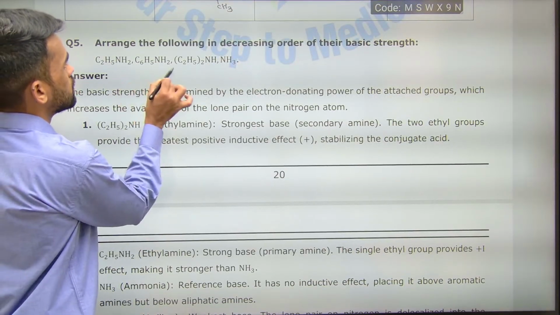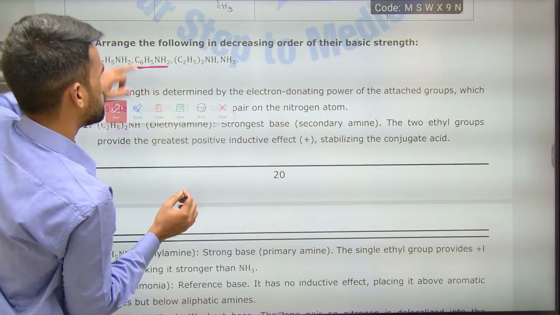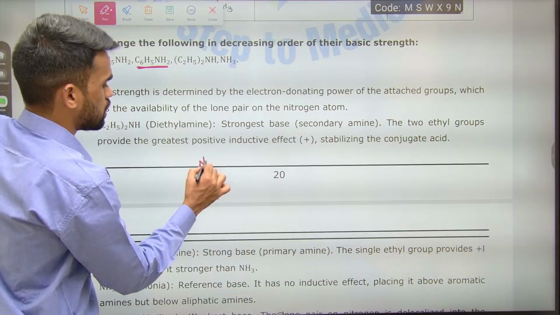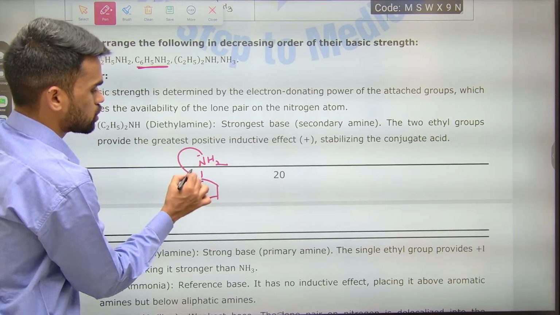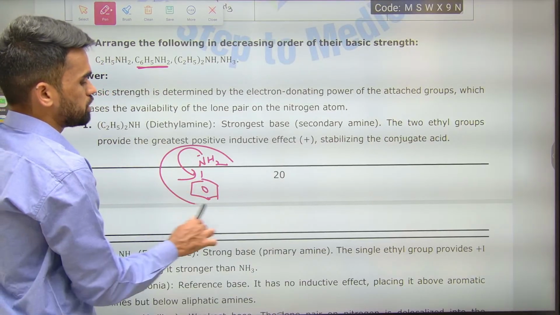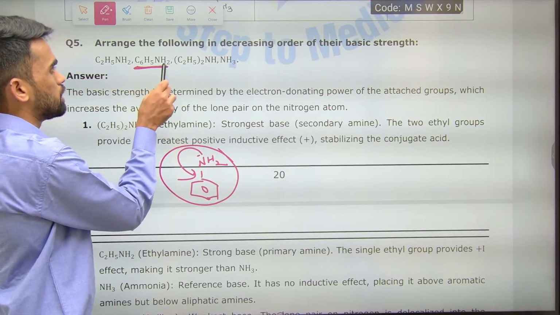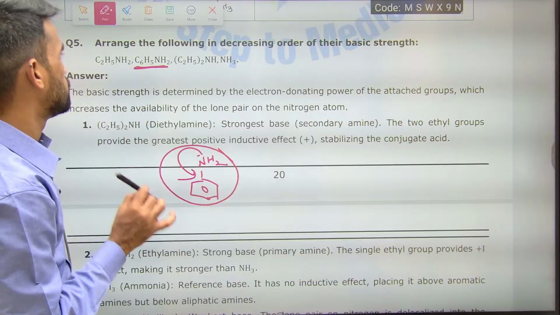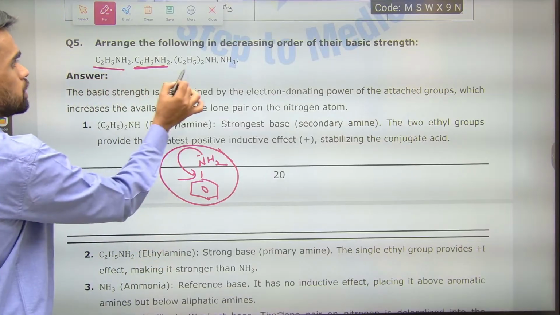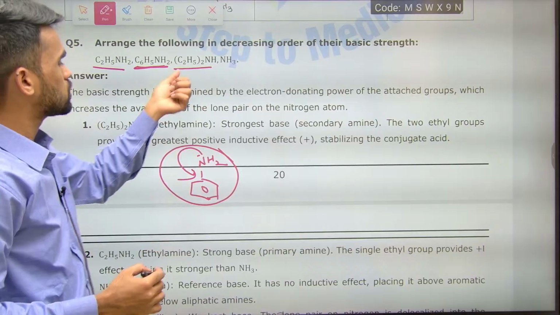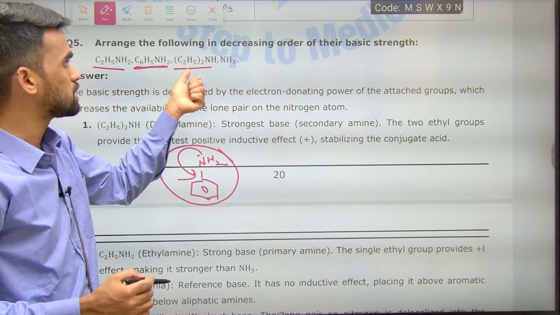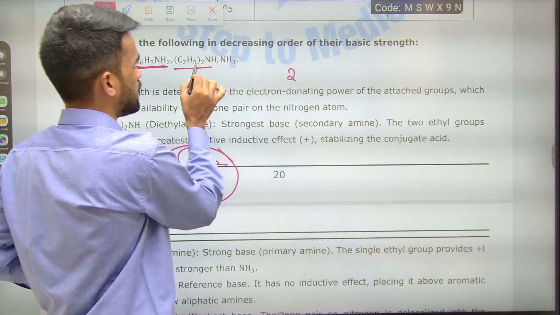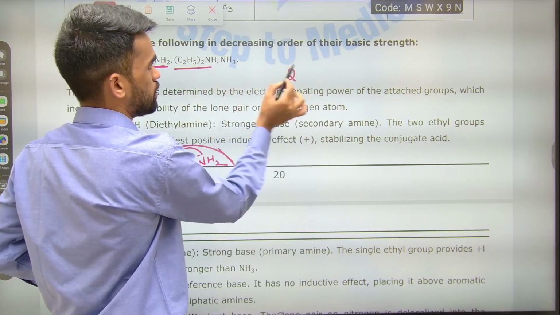Now see here, the second structure is aniline. So it means it should be least basic. Why should it be least basic? The lone pair electrons are in conjugation here, so it is the least basic amine. So aromatic amines are less basic than aliphatic amines, you can remember. Now here you have one ethyl group, here 2 ethyl groups. So the more the electron releasing groups, the more is the basic nature. So diethylamine is more basic.